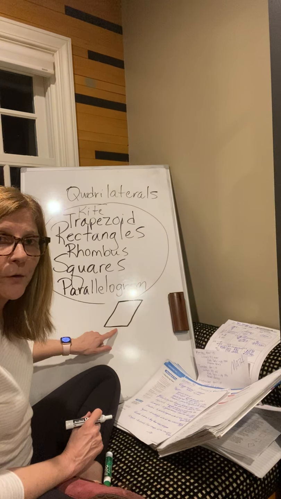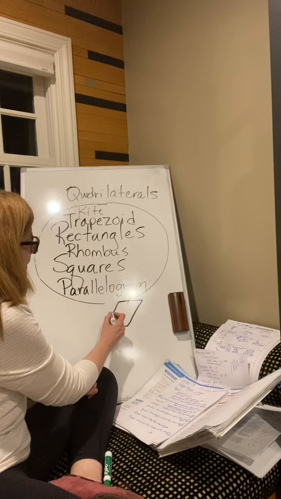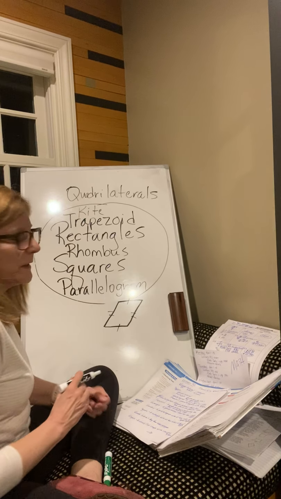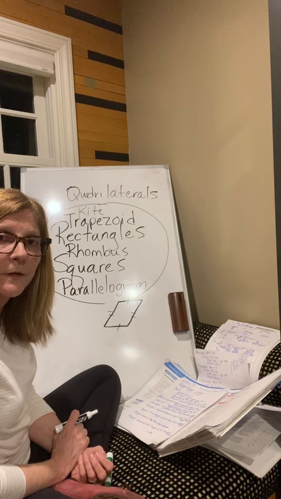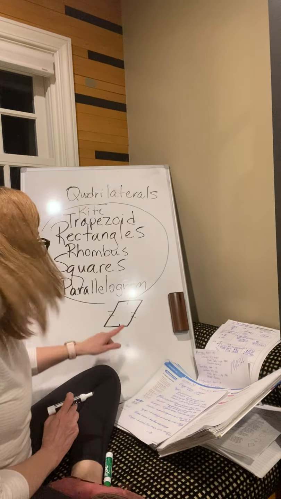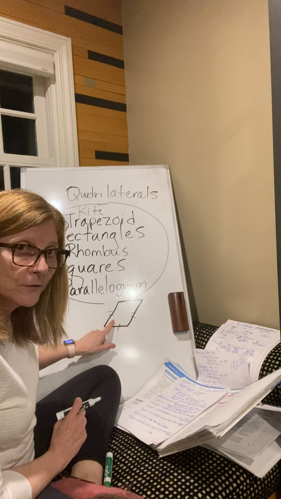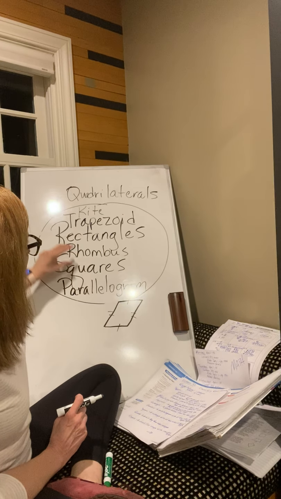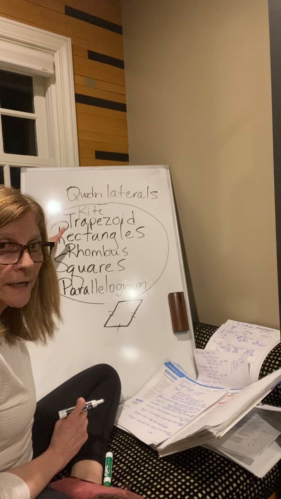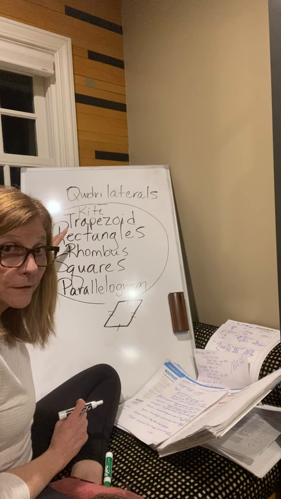This is a parallelogram. 1, 2. It has 2 pairs of parallel lines. It does not have to have a right angle. So that's what makes parallelograms different from rectangles and squares.